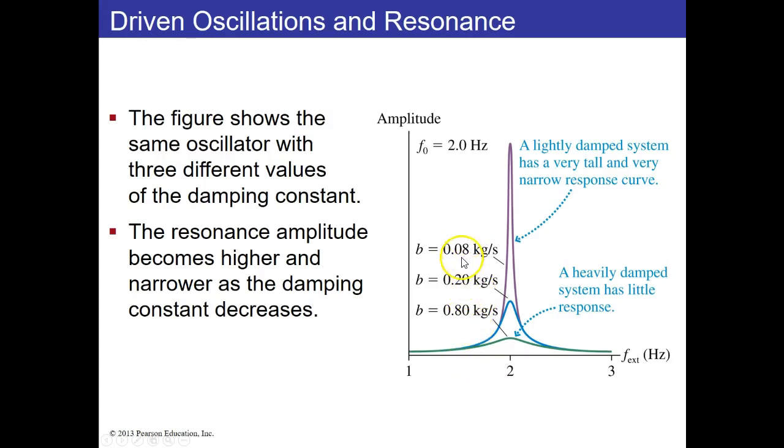The b values here are very different. So a lightly damped system has a very tall and very narrow response curve. A heavily damped system, so one that has a bigger b value here, has very little response. So you can make those damps. You can actually dampen this down to where you're almost going to get that straight line if you want to do that.